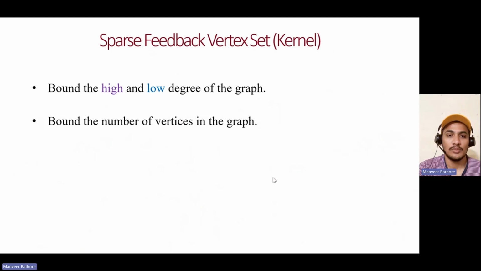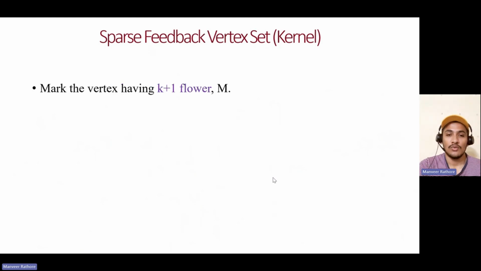Now let's go to the sparse feedback vertex set kernel. We follow the basic principle, which is to bound the high and low degree vertices of the graph and then bound the number of vertices in the graph. First of all, we start by marking the vertices having a k plus 1 flower as M.